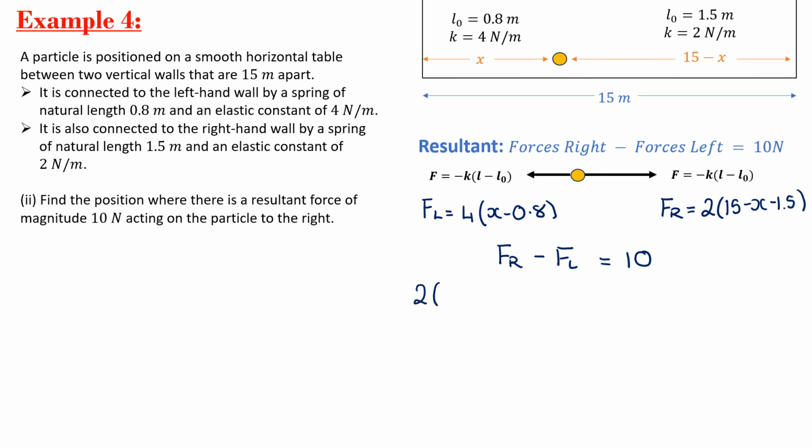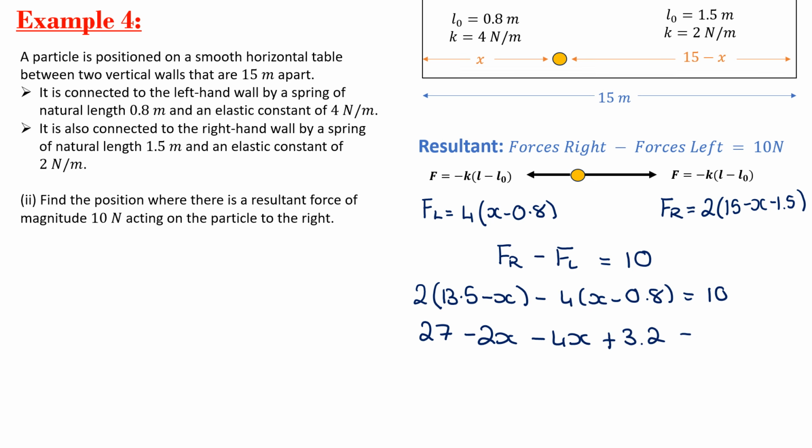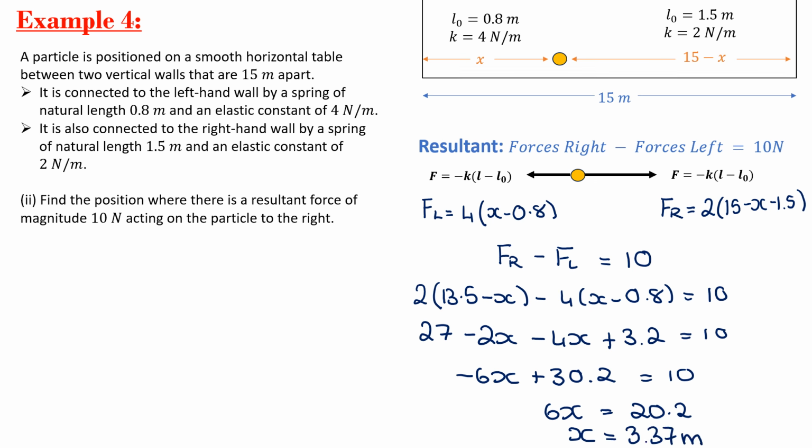So that is 2 times, I'm just doing a little bit of cleanup as well as we go, minus 4 times x minus 0.8, and that equals 10. 27 minus 2x minus 4x plus 3.2 is equal to 10, minus 6x plus 30.2 is equal to 10. So 6x is equal to 20.2. So x is going to be 20.2 divided by 6, and that gives us 3.37 meters rounded to 2 decimal places. It comes up 3.36 recurring, 666, so that's 3.37.